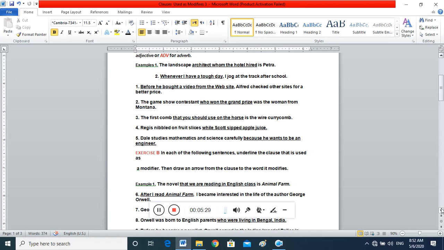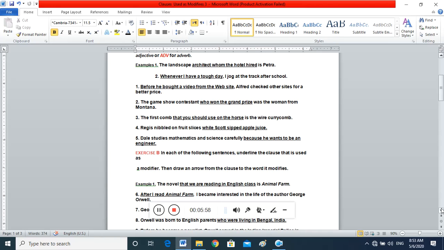Number 4. Regis nibbled on fruit slices while Scott sipped apple juice. While Scott sipped apple juice. Yes. It describes the verb nibbled. So it acts as an adverb.